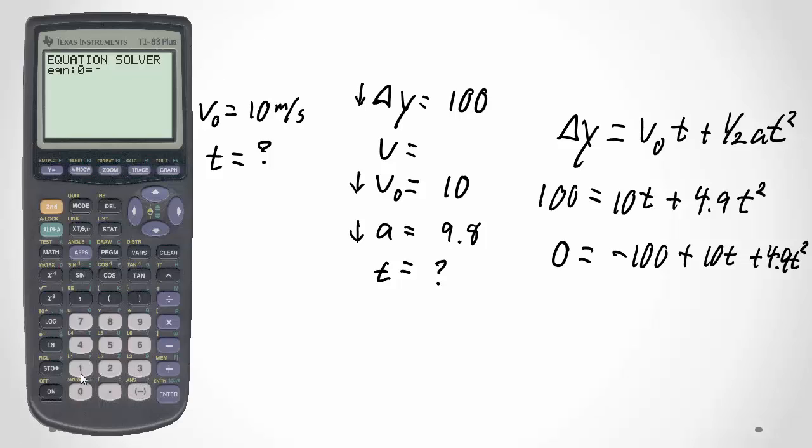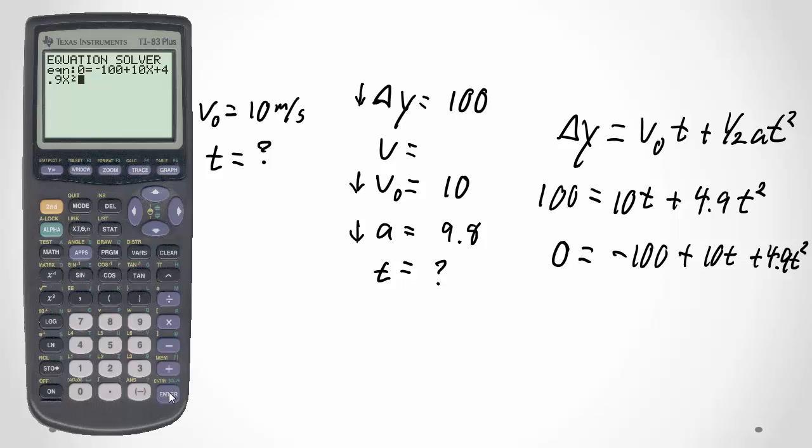Okay, grab my calculator back over here. So type in that negative 100. Be sure not to type in minus 100, that will mess it up. Plus 10, and I'm just going to use the x, where is it, there we are, rather than bothering with t's, same thing, right? Plus 4.9x squared. So there's our equation.